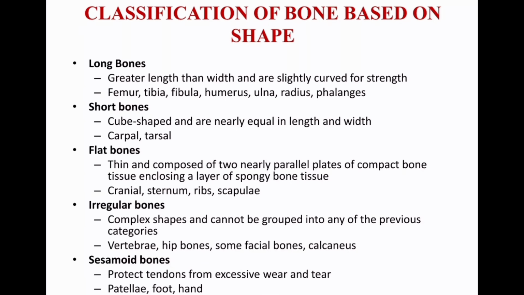Next is sesamoid bones. They protect tendons from excessive wear and tear. They are found in the patella, feet and hands. These are the bones based upon their shapes.